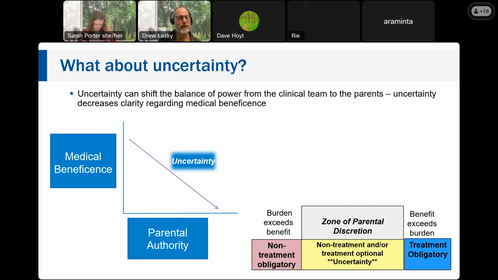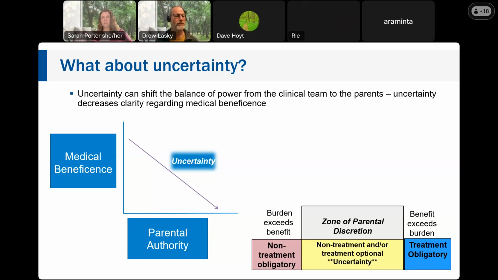And the same on the other side. If a parent doesn't want to do something, but there's certainty that doing that intervention is going to absolutely help, and I think you could look at Jehovah's Witnesses and transfusions as an example of treatment obligatory. That one has been supported, again legally, with respects to overriding the cultural beliefs of a family and what they feel is in their child's best interest.